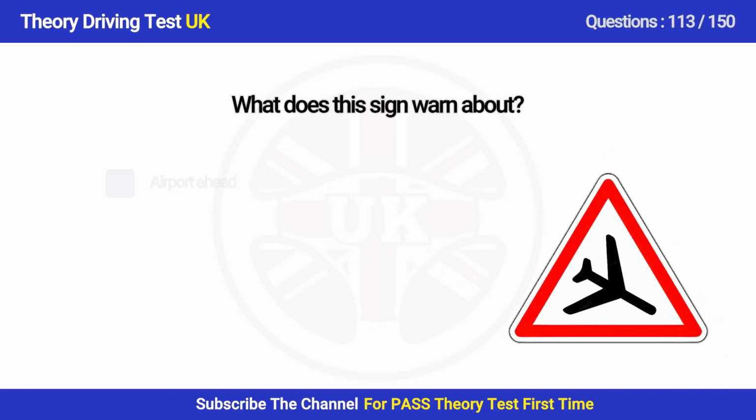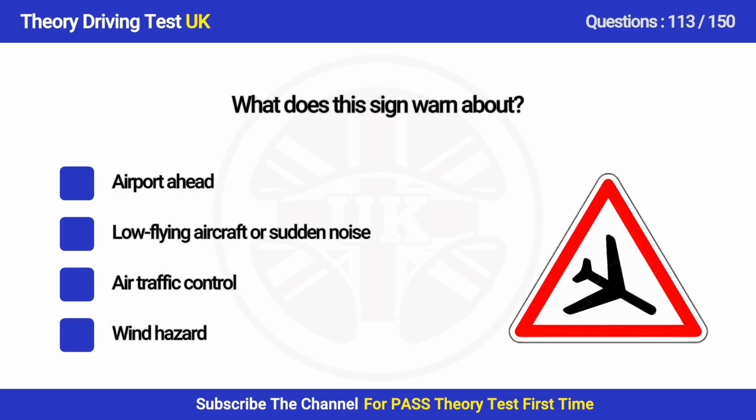Question 113. What does this sign warn about? A. Airport ahead. B. Low-flying aircraft or sudden noise. C. Air traffic control. D. Wind hazard.